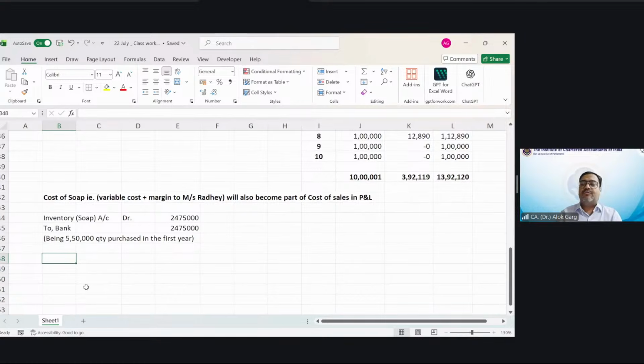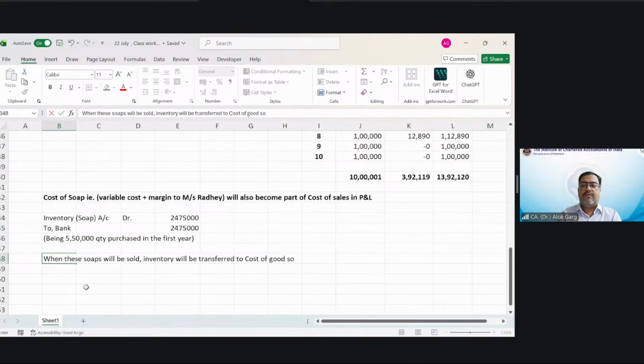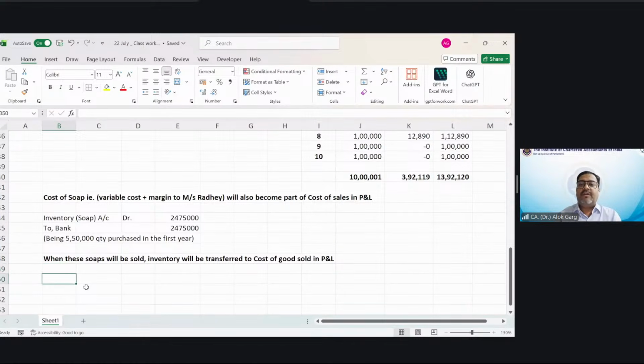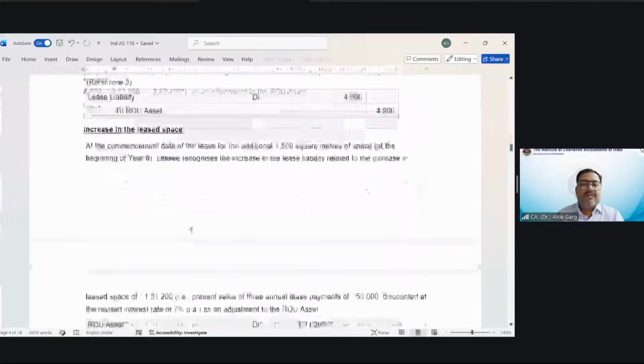So when these shops will be sold, inventory will be transferred to cost of goods sold in P&L. What will be the accounting entry? Cost of sales to inventory. Now, my dear friends, let me take you to the next question.